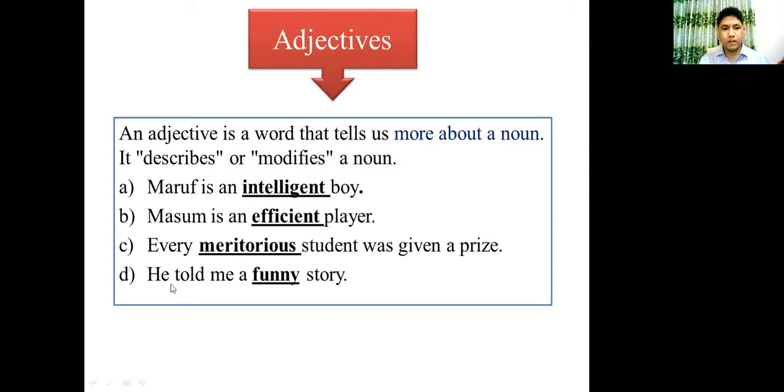Okay. He told me a funny story. Here story is a noun, funny is an adjective, and this adjective is used to modify story. So you see intelligent, efficient, meritorious, funny, these are adjectives, and these adjectives are used to modify nouns like boy, player, student, story.